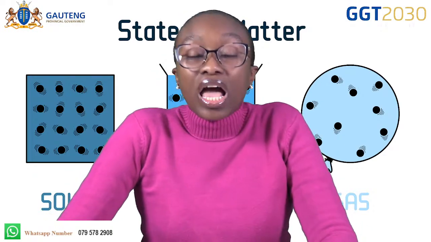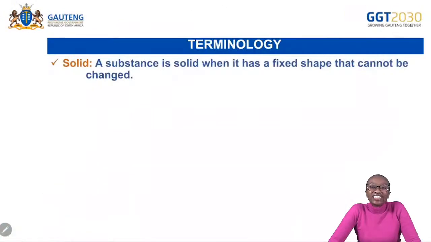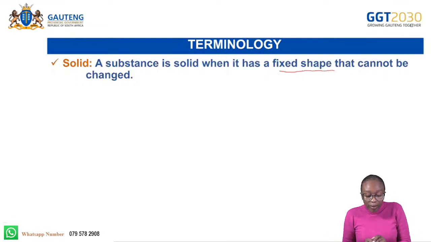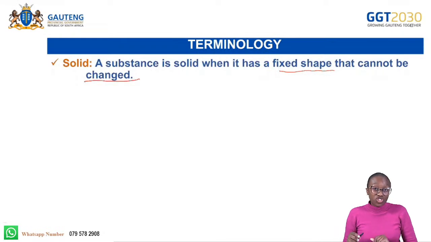The first term is solid. A solid is a substance, or rather, a substance is a solid when it has a fixed shape that cannot be changed. A fixed shape that cannot be changed.